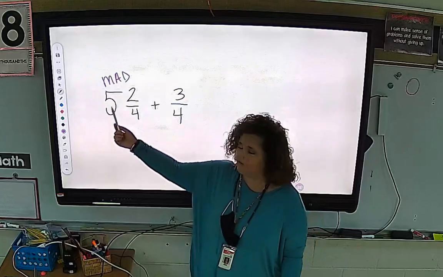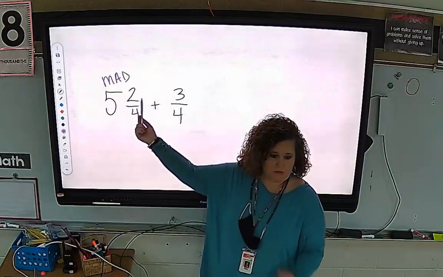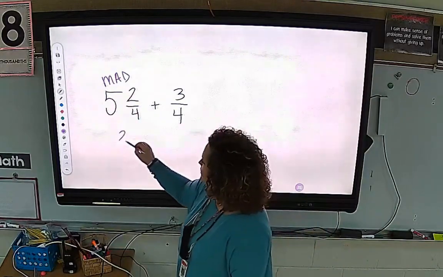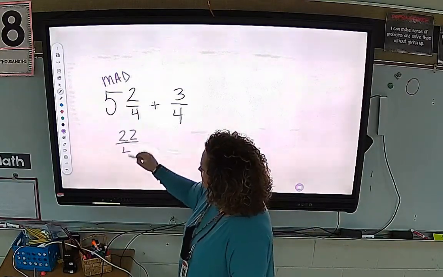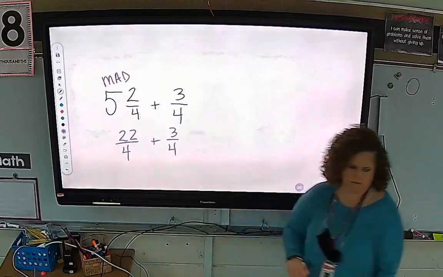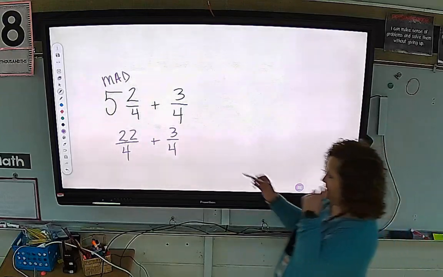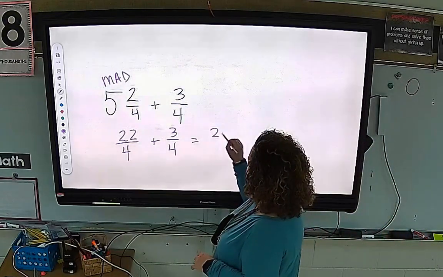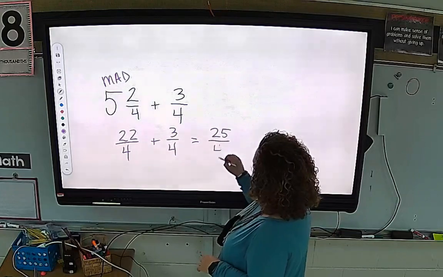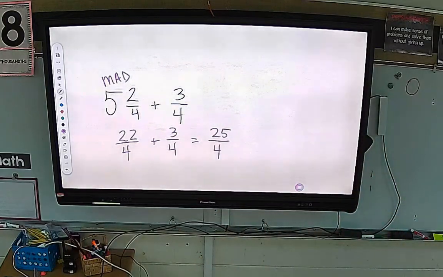What is 4 times 5? Everybody? 20 plus 2 more? 22. We have 22/4 plus the 3/4 that's part of that problem. Okay, and so our final answer is 25/4, which is very much an improper fraction. We got to change it. So go ahead and change it to a mixed number. Cannot leave it as 25/4.